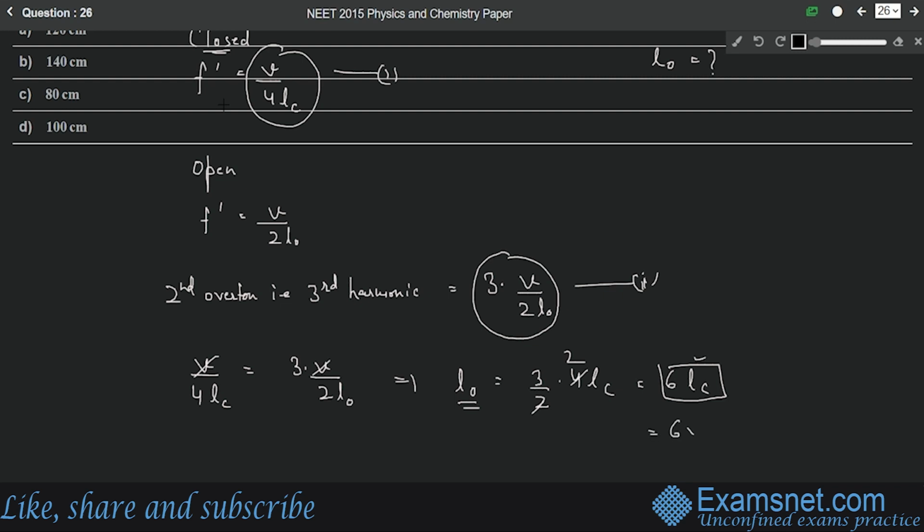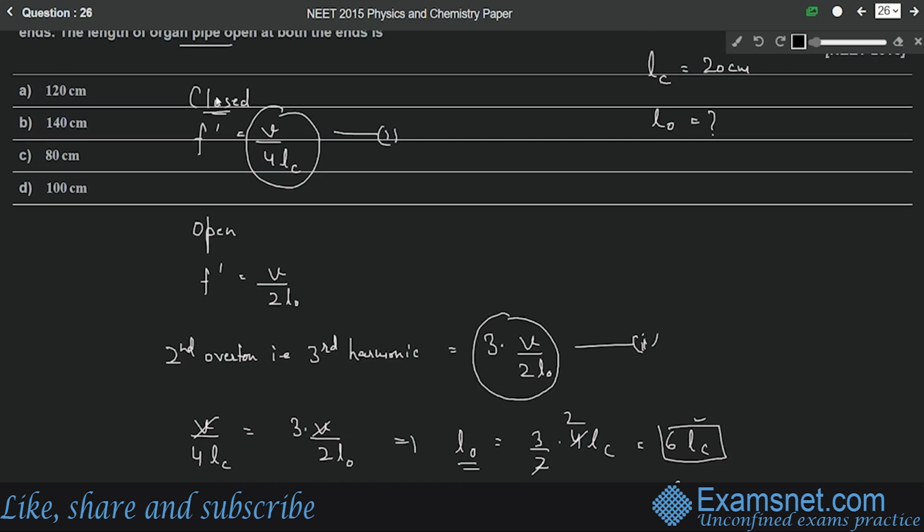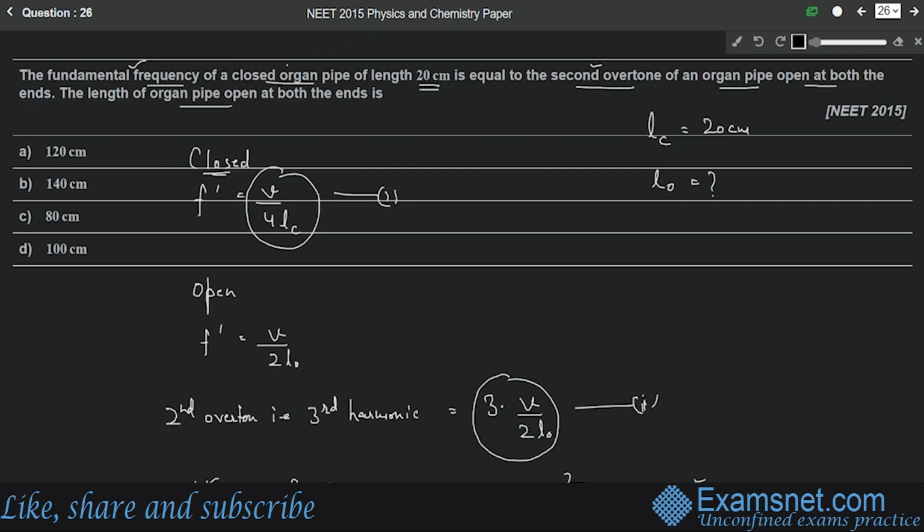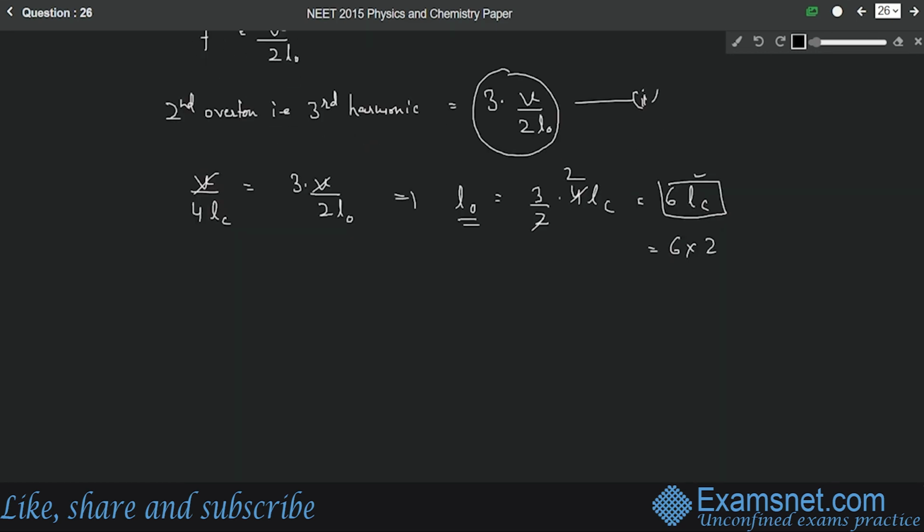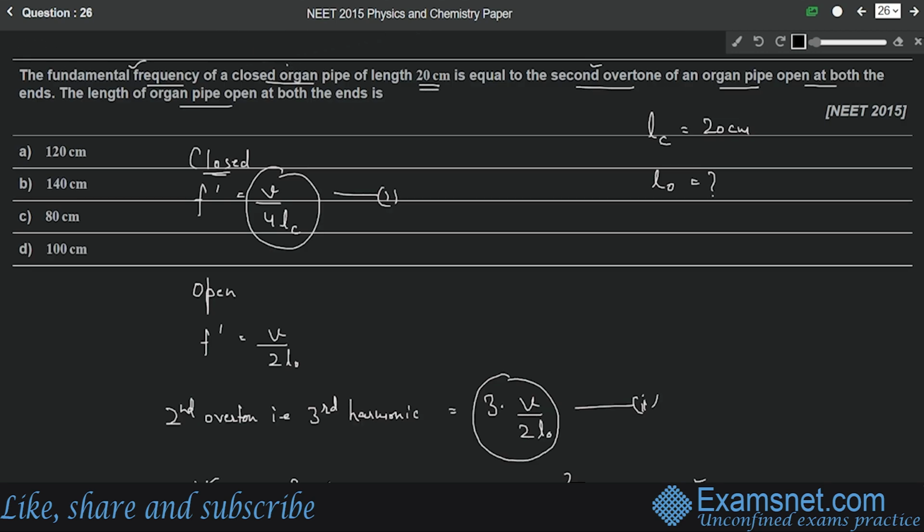That means 6 into, what was the length of the closed organ pipe? 20 centimeter, right? So 6 into 20, that means 120 centimeter is the length of the open organ pipe. 120 centimeter, option A will be the correct answer.